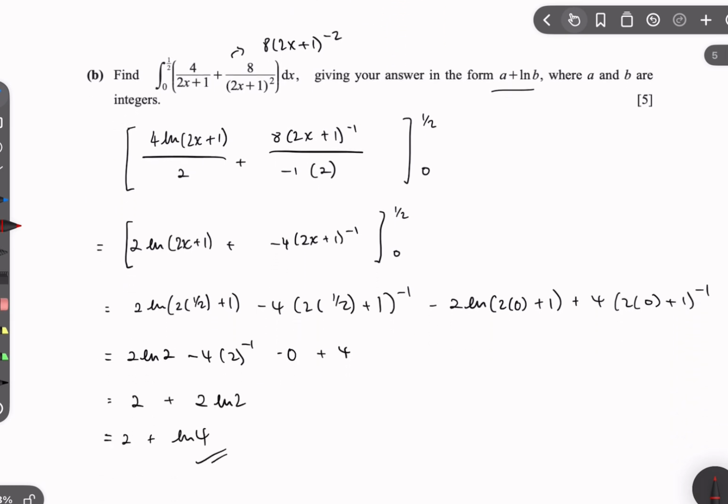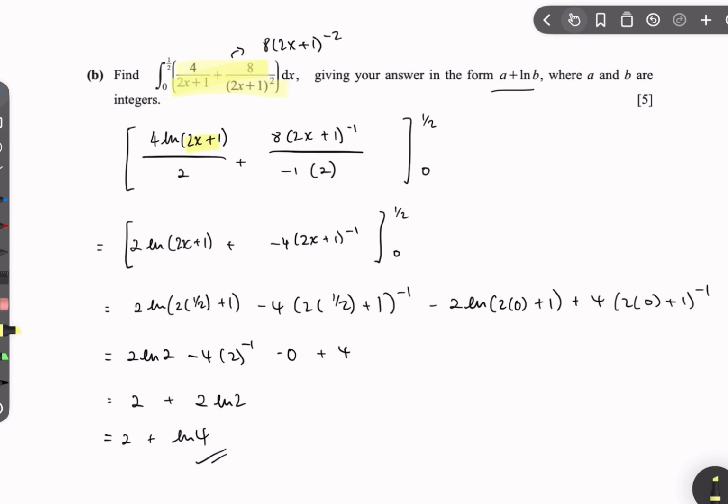Okay, so part B, find integration of this, giving your answer in the form a plus ln b, where a and b are integers. Okay, so integrating this equation, let's do it step by step. Integrating 4 over 2x plus 1 will give you 4 ln 2x plus 1 over 2. And that's because the denominator is a linear equation. It doesn't have squares or any powers in the x. So that will give you 4 ln 2x plus 1. And then when you integrate, you need to divide by the differentiation of this part inside the ln. So it will be 2.